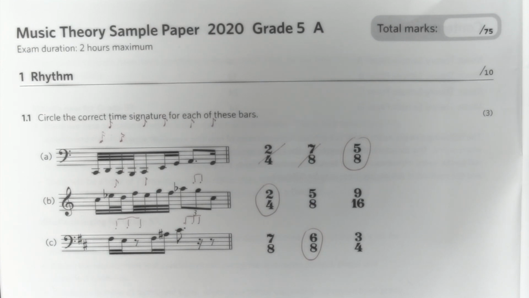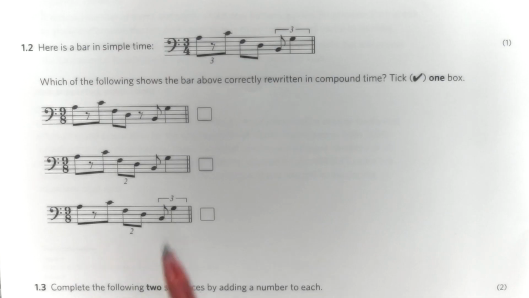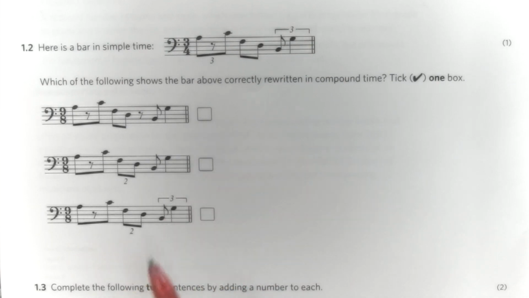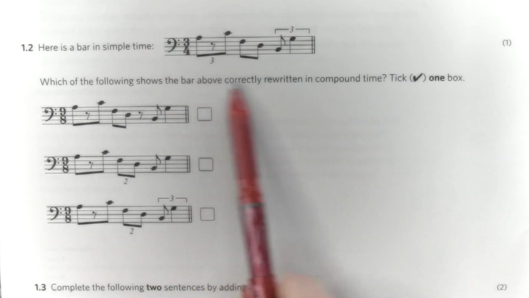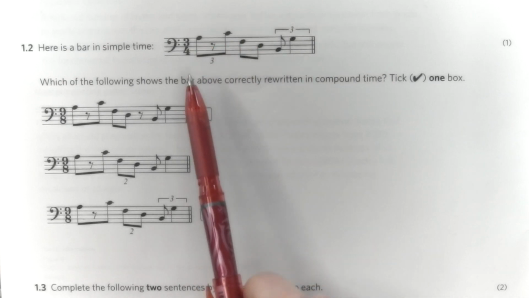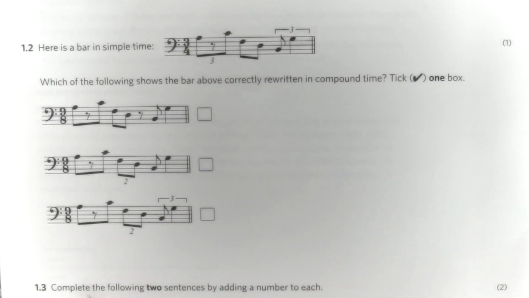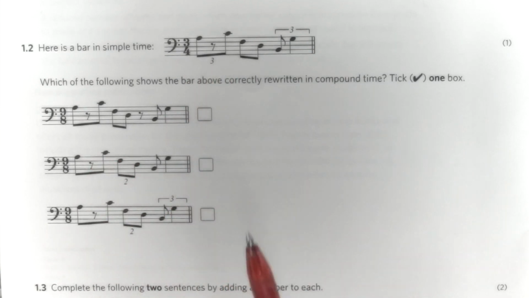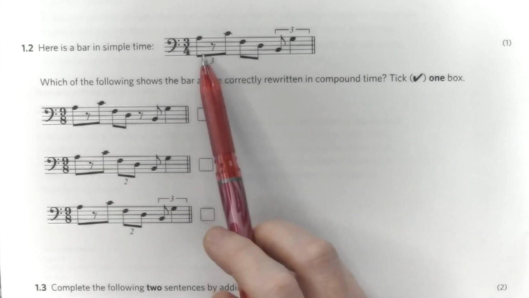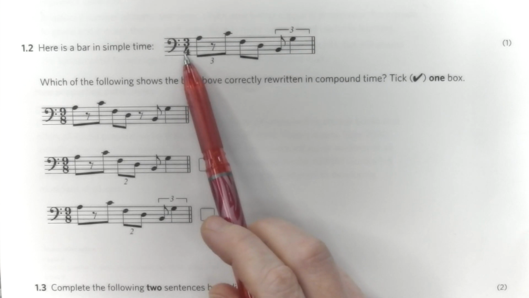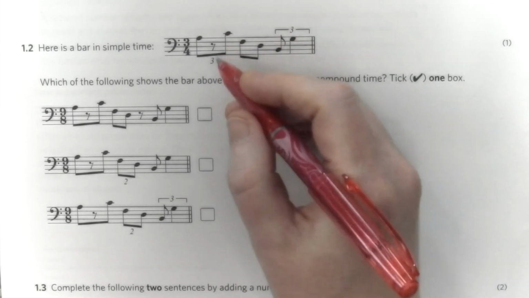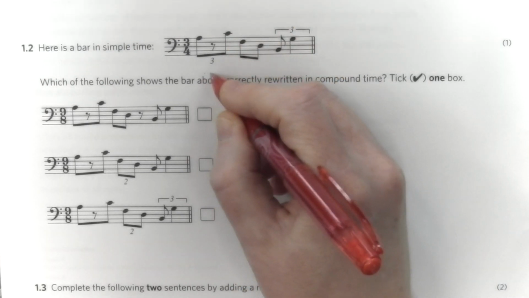Let's move on to the second question. This second question asks us to tick which of the 3 examples would be the same melody written in compound time. So there are some tricks that I can tell you for this. From simple to compound, the triplet becomes normal 3 quavers together.